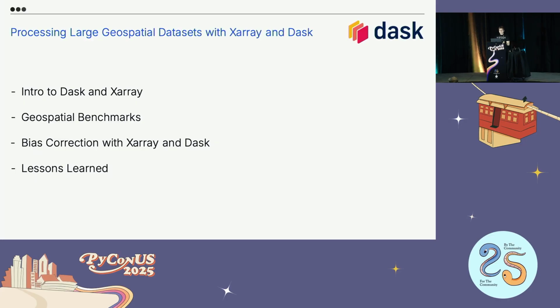We will take a quick look at what Dask and Xarray are, for those who are not familiar. Then we will look into something that I call geospatial benchmarks. Before we take a deeper look into one of the benchmarks that we have, a bias correction step. And then we will do a brief outlook and figure out what we've learned today.